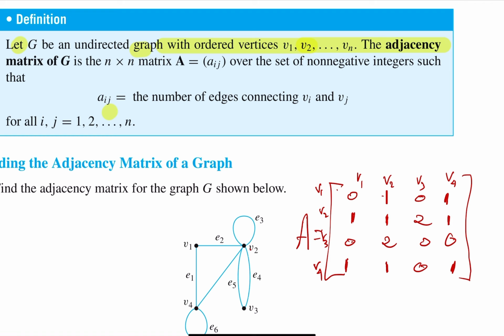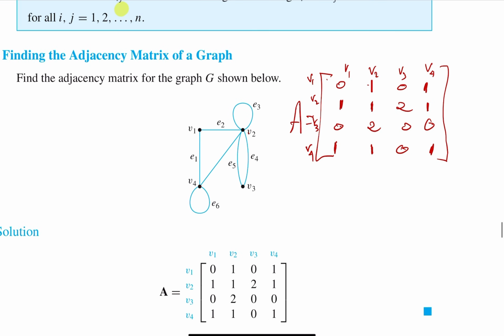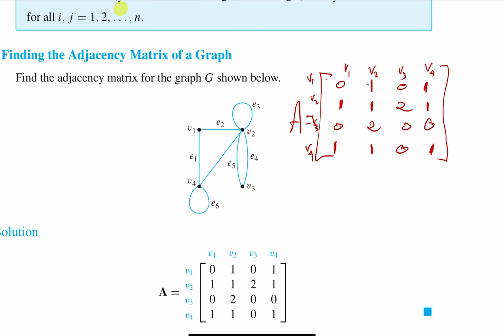Now from the undirected graph, we figured out how to find the matrix. And the solution is right here. You can still check it. Just check, make sure we got the right one. We got 0 1 0 1, 1 1 2 1, and we have 0 2 0 0 and 1 2. Yes, very good.